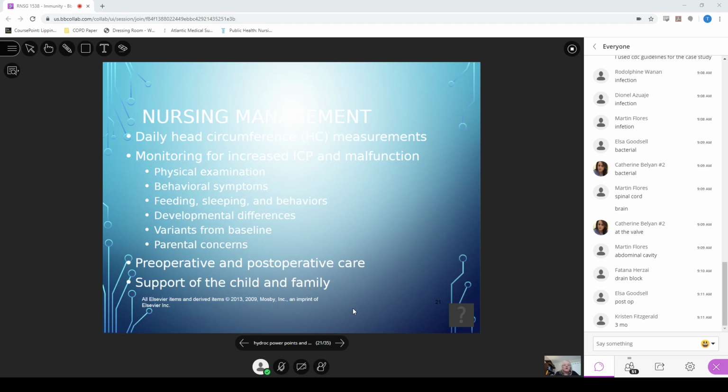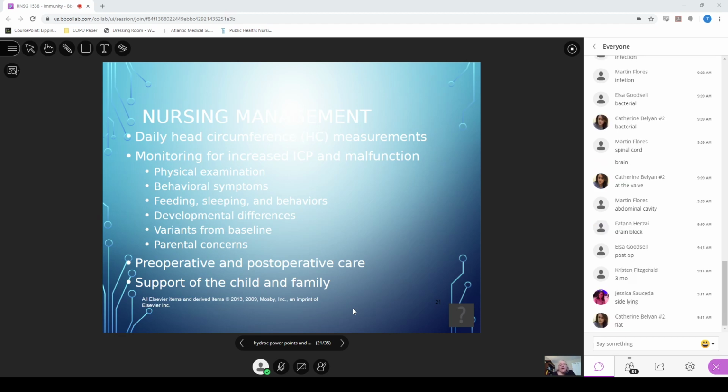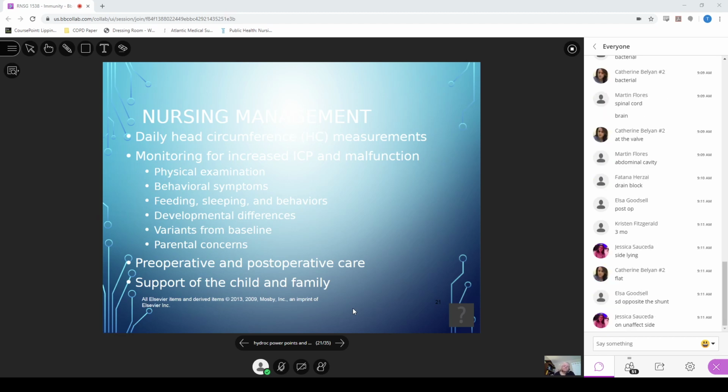Okay, so here's all the things we want to be monitoring: variations from baseline, developmental issues. Is there a particular position this patient should be put in after surgery for a VP shunt? Flat, absolutely. Sidelying, which side are they going to lie on? The non-affected side, so the non-operative side. It's not the affected, but where is that incision and where is that shunt? We don't want them laying with their head on that shunt.